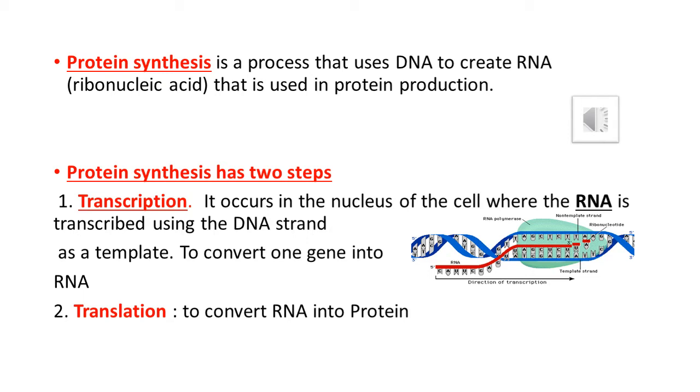To convert our genes that are found in our DNA to traits or to proteins, DNA must be converted into RNA and then to protein. And protein means traits. This process is called protein synthesis. Protein synthesis is a process that uses DNA to create RNA, called ribonucleic acid, that is used in protein production.